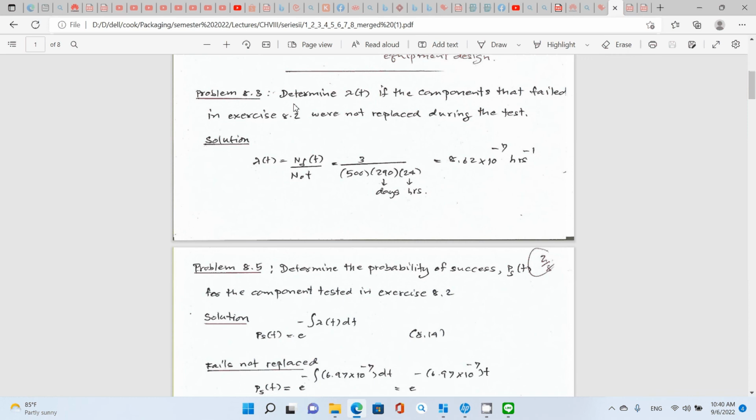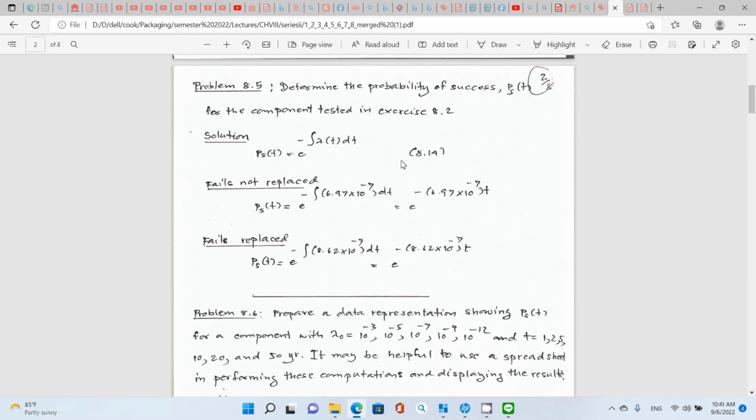Now for problem 8.3, find lambda t when the components that failed in exercise 8.2 were not replaced during the test. We need to apply this equation. Failure rate lambda t equal to nf divided by n0 t, and nf is 3. n0, the components at the start, is 500, and t is 390 days, multiplied by 24 to get hours. That gives you 8.62 times 10 to the negative 7 per hour. That's the failure rate.